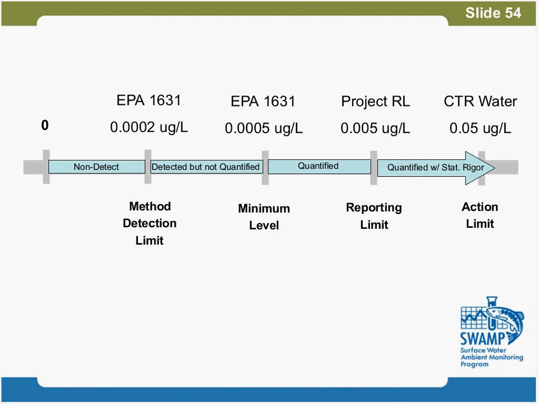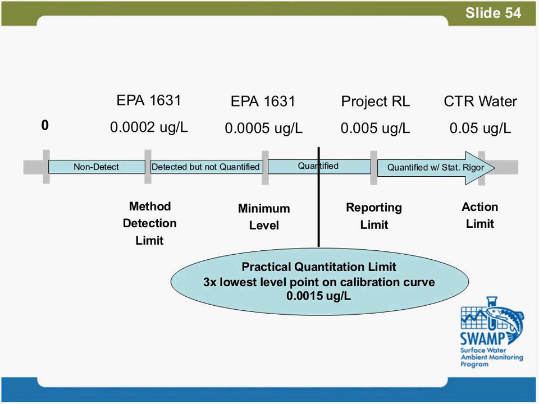And this is where we get into the signal being quantified with statistical rigor above the reporting limit. Let me point out that the practical quantitation limit, remember, if we define that as the lowest level point on the calibration curve, we have it quantified with statistical rigor. So an easy way to set reporting limits is to set them at 3 times the lowest point on the calibration curve, because you have quantifiable data with statistical rigor.